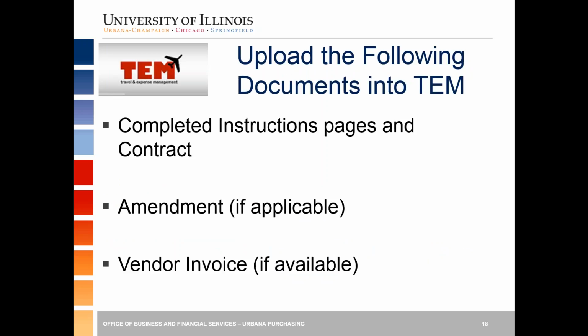Okay, and then uploading the documentation into TEM, we would need the completed instruction page and the executed contract. All that Brad had just gone over needs to be on the contract before it's submitted for payment. And we would also need the amendment if applicable, and the vendor invoice if available. It's nice to have, but it's not required. We recognize the fact that most of the payment information is contained within the contract document itself, so it ought to be able to serve as an invoice as well, but a lot of places do actually send an invoice.